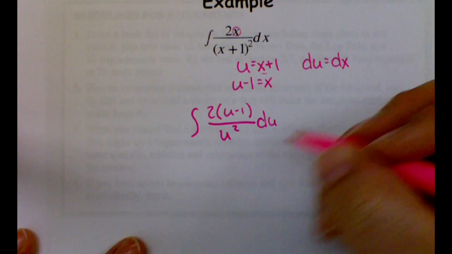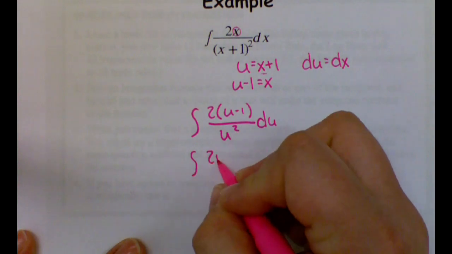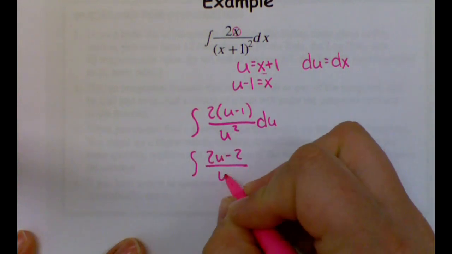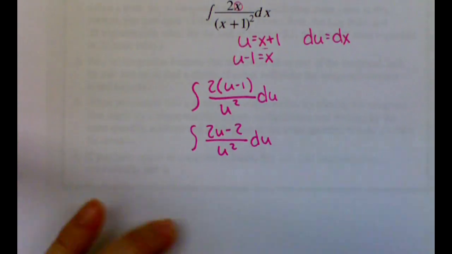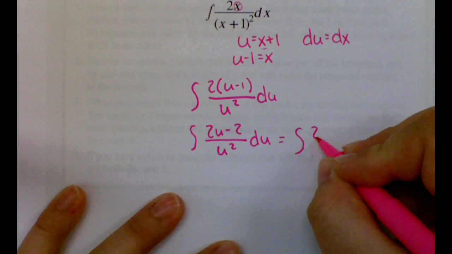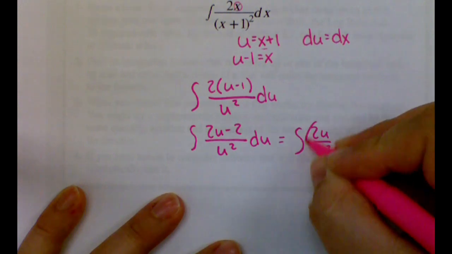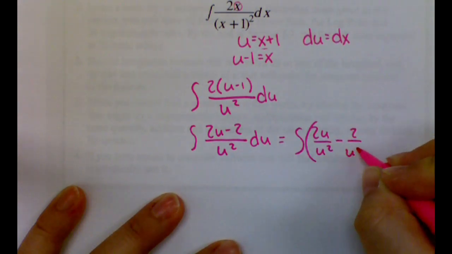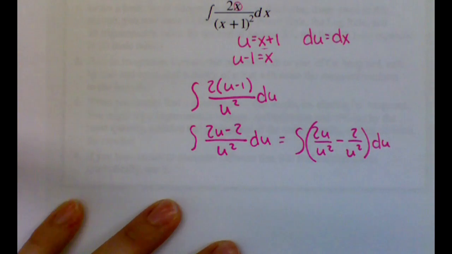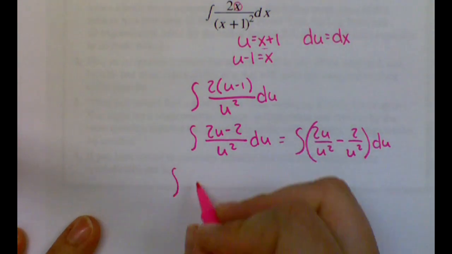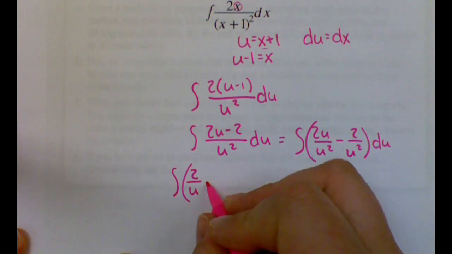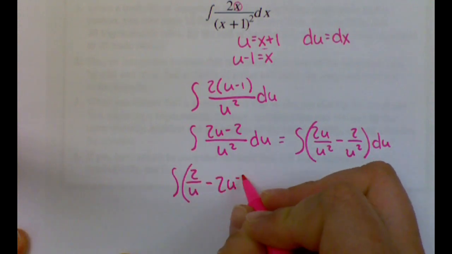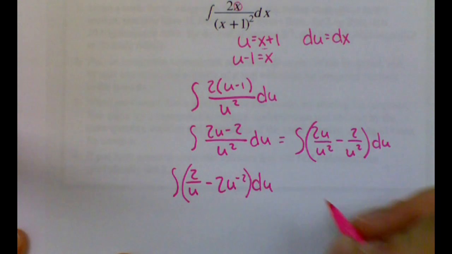And that is actually helpful. If I distribute my 2, I get 2u minus 2 over u squared du. And now I can break this into two separate fractions. I'll make it 2u over u squared minus 2 over u squared du. So really I'm finding the antiderivative of 2 over u minus, I'm going to call that 2u to the negative second power du.